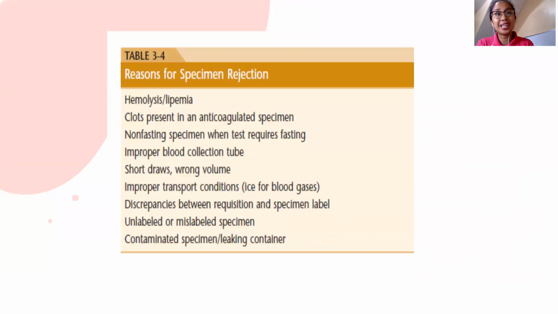So reasons for rejecting the specimen, there is hemolysis, lipemia, hindi masyado. Pero sabi ni Henry, clots present in anticoagulant specimen. So if you did not mix it properly, or perhaps you place excess blood, so yung anticoagulant blood ratio, masyado nang marami yung blood, tuloy hindi na gumana, nag-clot na. Non-fasting specimen which requires fasting, improper blood collection tube, short draws, improper transport conditions, like for blood gases. So when you're arterial puncture class, arterial blood is usually used for blood gases and it should be placed in ice upon transport. So kung walang ice, you have to reject the blood gas specimen. Discrepancies between requisition and specimen label. So if the name in the request form does not match the specimen label, then you have to ask the nurse.